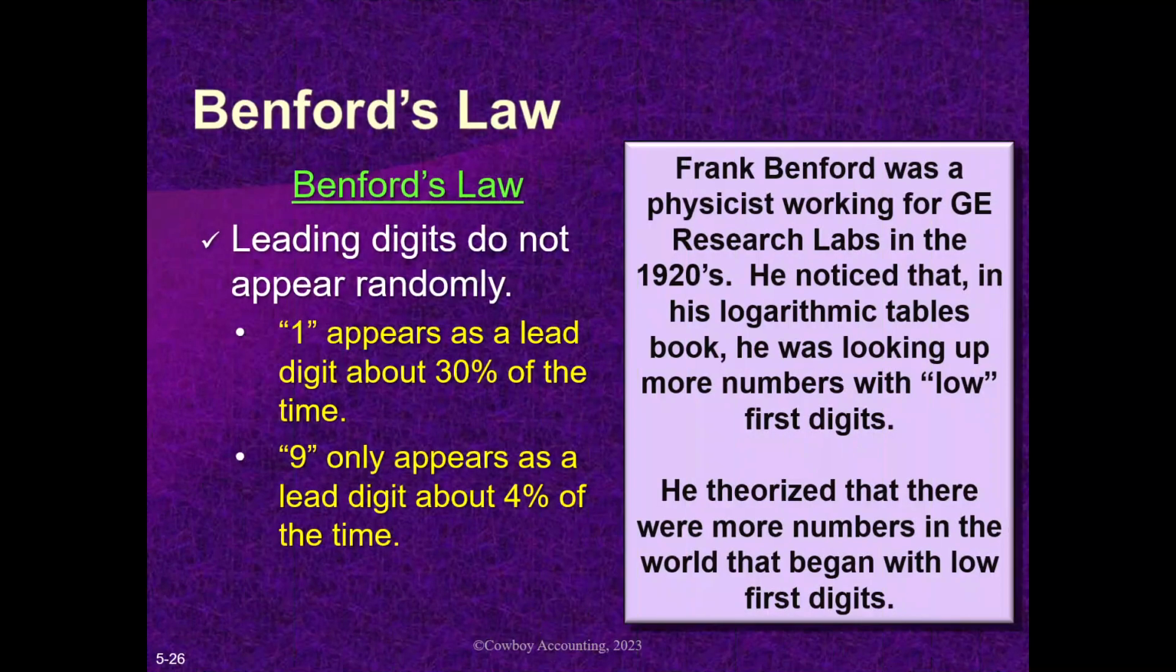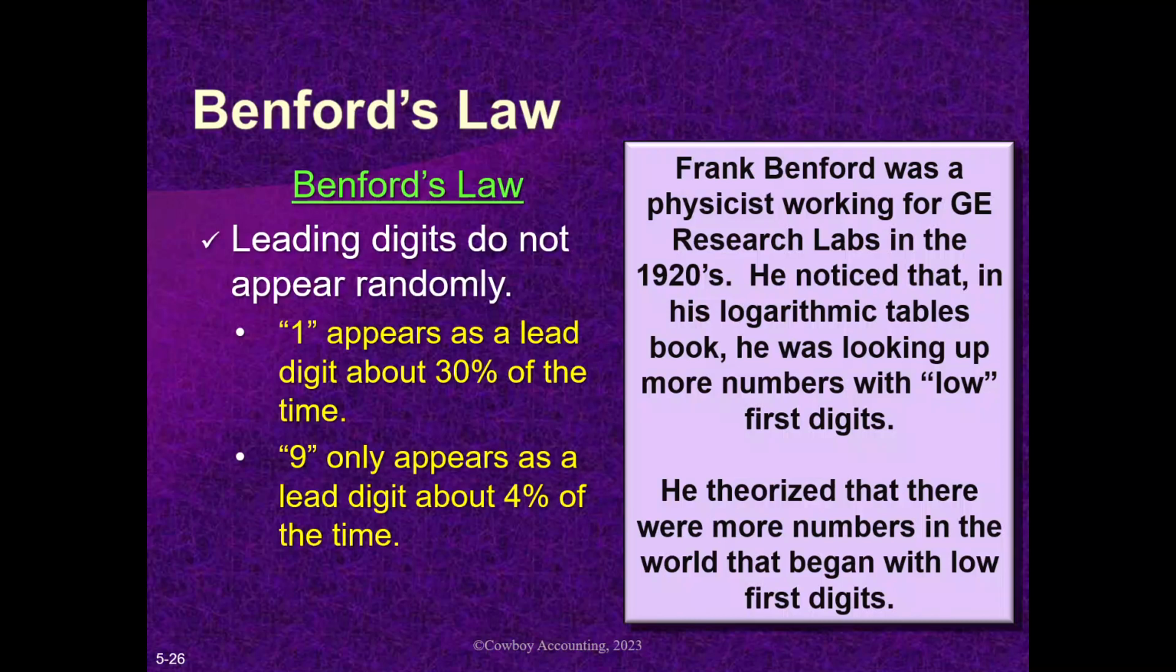Frank Benford was a physicist working for GE in the 1920s. As he would use his logarithmic tables for looking things up, he would notice, for example, that the pages in the front of the book seemed to be used a lot more than the pages in the back of the book. And he wondered why that was. So he started looking at a lot of other different situations, and he drew the conclusion, or hypothesized, that there were more numbers in the world that begin with low first digits than those that begin with high first digits.